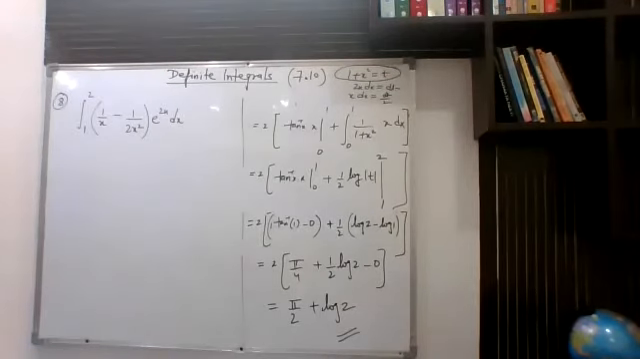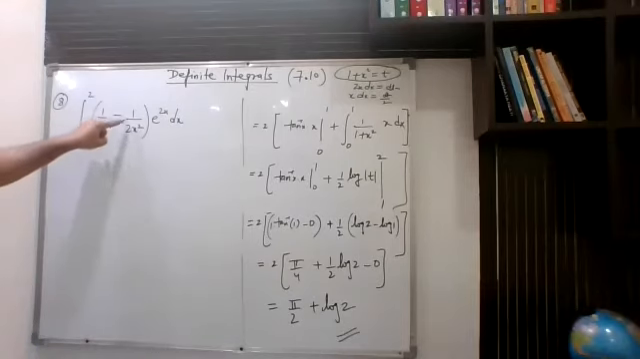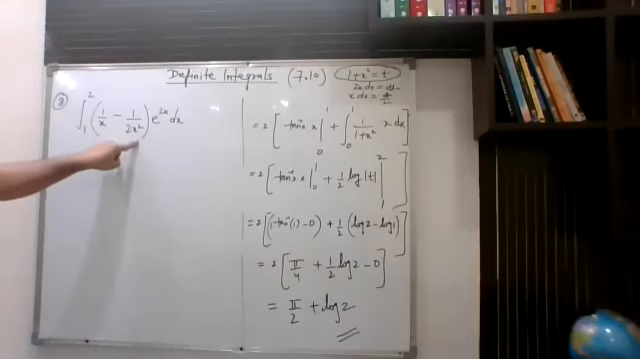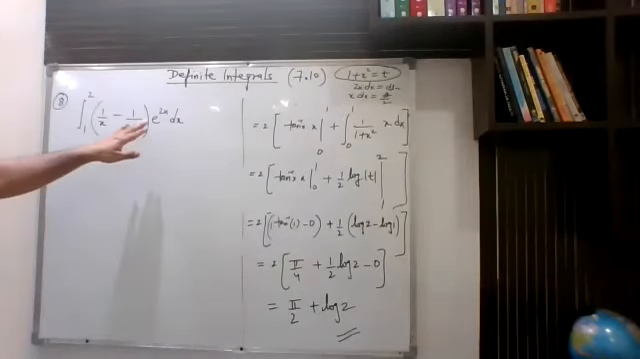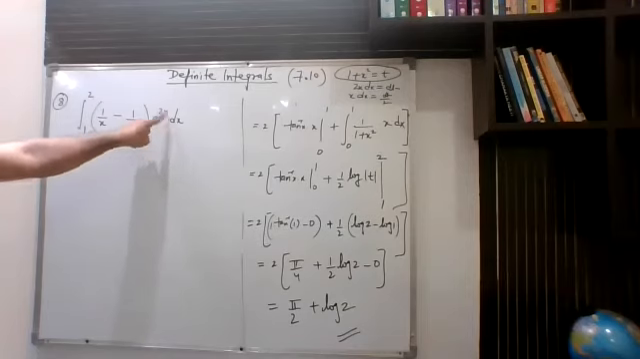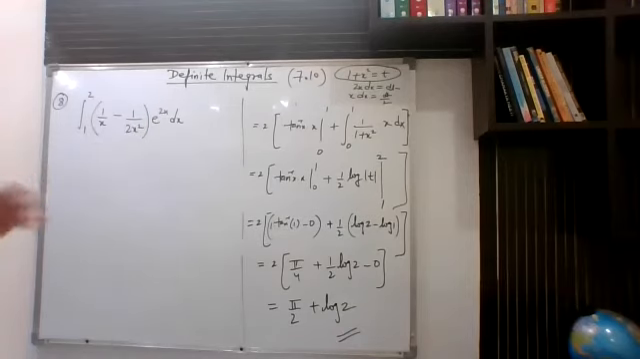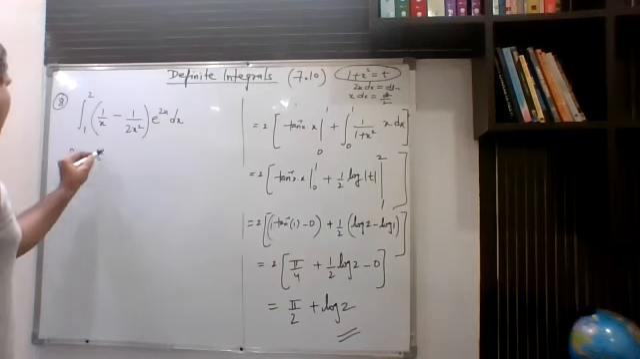Okay, now let us see this question number 8. Here it is the integral from 1 to 2 of (1/x - 1/(2x²)) e^(2x) dx. First of all, we had done that formula where we have f(x) + f'(x) into e^x. So this is the problem, it is e^(2x). Your first step is you should take this 2x as t.